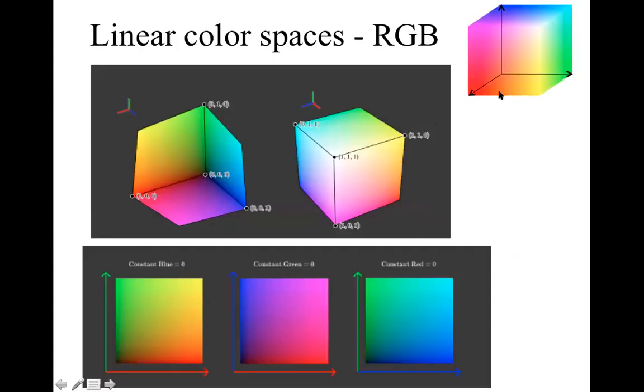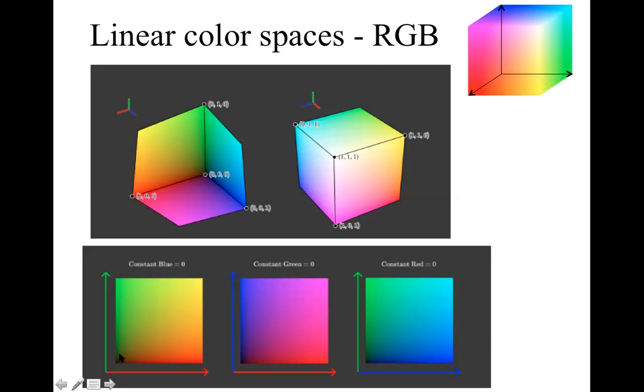Now here, you have the RGB cube. So 100 corresponds to red, 010 corresponds to green, 001 corresponds to blue, 000 corresponds to black, and 111 corresponds to white. 011 is the intersection of blue and green, so it's cyan. 110 is green and red, so it's yellow, and 101 is blue and red, so it's magenta.